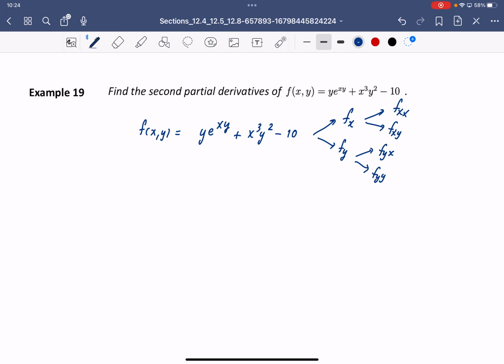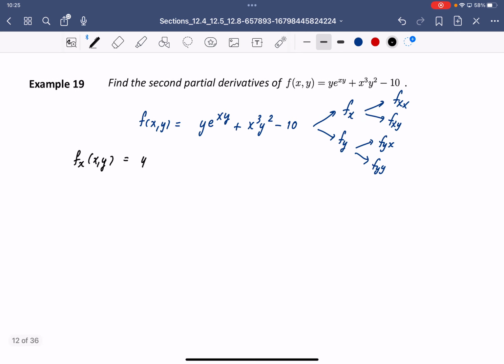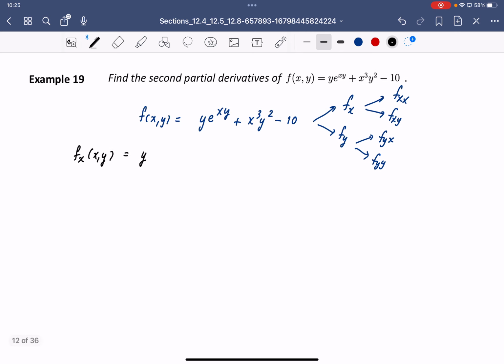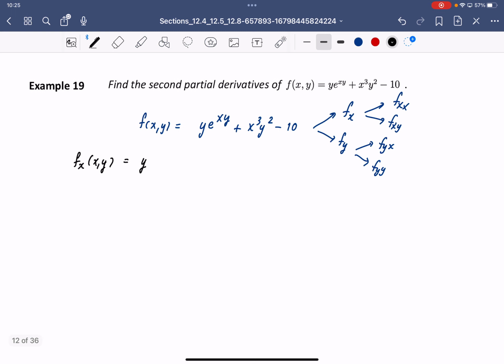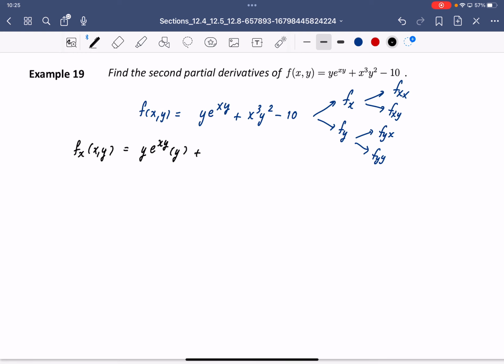So we're gonna start from f subscript x. Differentiate with respect to x, you treat y as a constant, and then you differentiate e to the xy, so you get the same thing, which is e to the xy, and then you differentiate xy with respect to x, so you get y. Does it make sense? And then you keep differentiating, so you get 3x squared y squared. This is f subscript x.